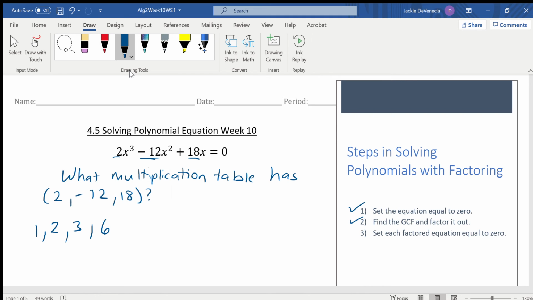Now let's go through all these factors. In the 6 times tables, it has an 18, it has a negative 12, but it doesn't have a 2, so I'm going to cross that off. In the 3 times tables, again, it has the 18 and the negative 12, but it doesn't have that 2 over there, so we're going to cross that off.